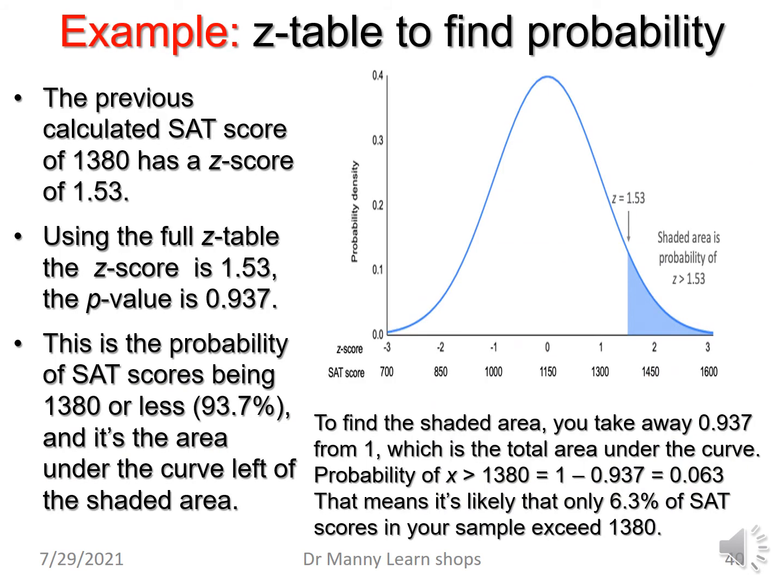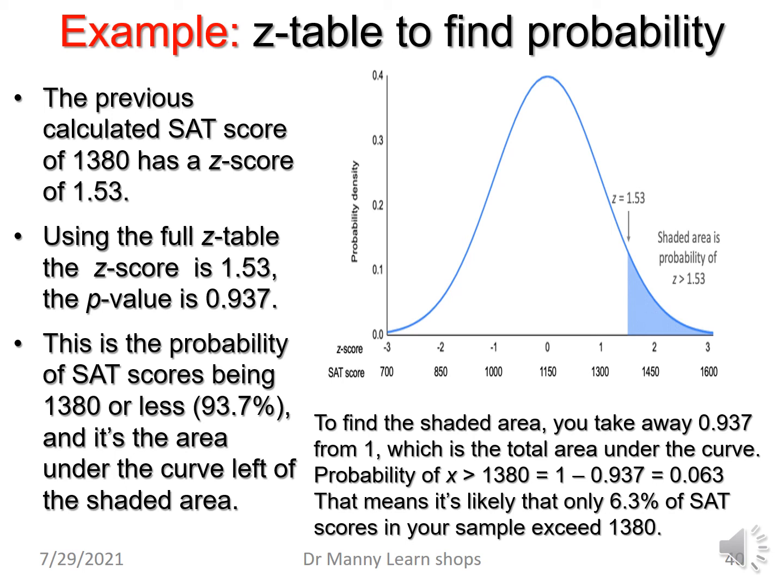An example of the Z-table to find probability. The previously calculated SAT score of 1380 has a Z-score of 1.53. Using the full z-table, the z-score is 1.53, the p-value is 0.937. This is the probability of the SAT scores being 1380 or less, 93.7%, and it's the area under the curve left of the shaded area.